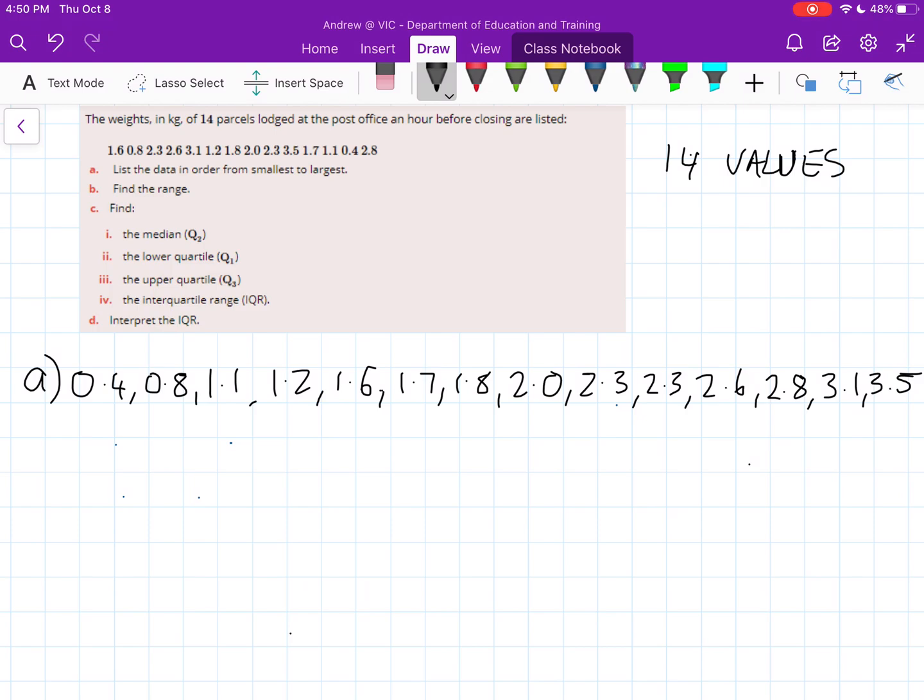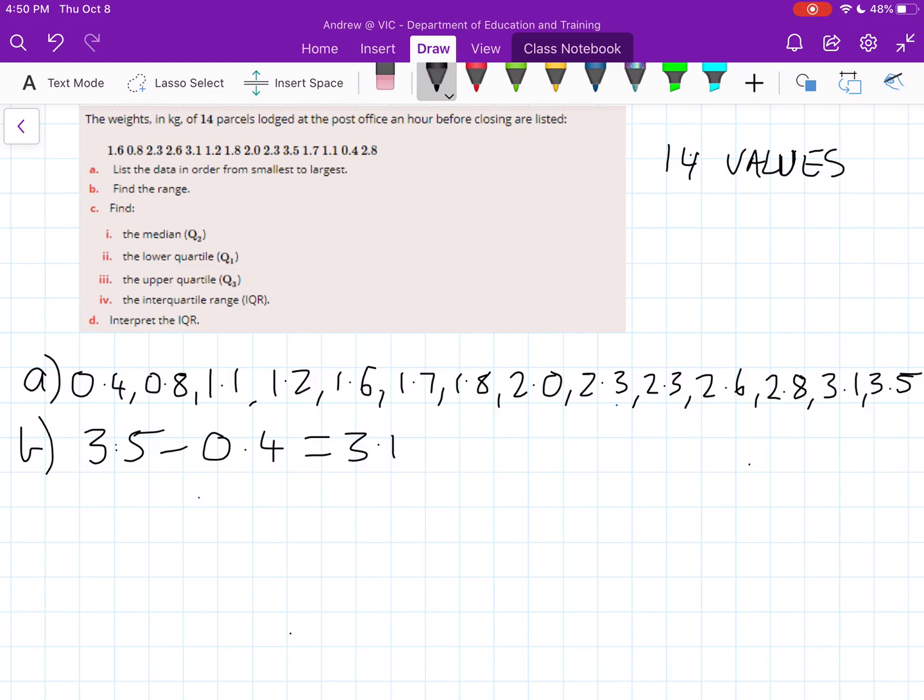I've done part A, listing the data in order from smallest to largest, and it's all written there. If you'd like to have a look at that, look at the previous video on how to do that. But we're going to find the range. The range is the highest number minus the smallest number. So here we just need to do 3.5 minus 0.4, which gives us a value of 3.1 as the range.